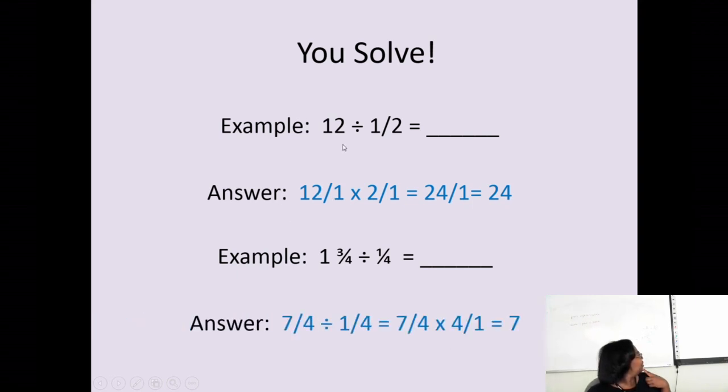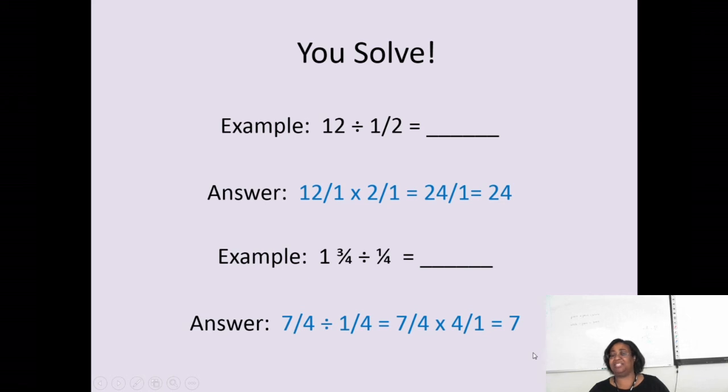Okay, so we start with 12 and a half times 2 over 1, because we had to flip this one. And when you multiply it, you get 24 over 1, so that's 24. Now here, this mixed number becomes an improper fraction of 7 over 4. And it's still divided by 1/4. Then we keep, switch, and flip. The 1/4 becomes 4 over 1. And these 4s will cancel. That leaves me with 7 over 1, which is equal to 7.